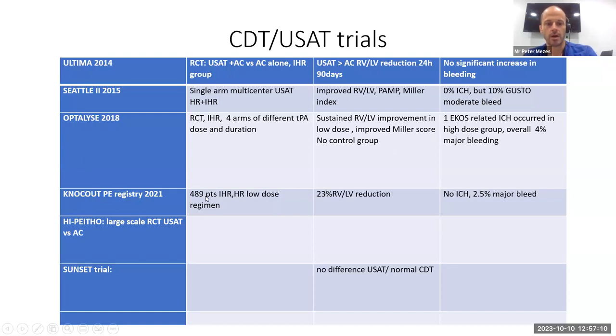Then later on, the KNOCKOUT registry is more recent, which already evaluated nearly 500 patients, both intermediate and high risk group, and again showed similar good reduction in RV/LV ratio, no intracranial bleeding, and a total major bleeding of 2.5%. And there are also further trials going on in large scale RCTs, which haven't got intermediate results out there yet, as far as I know.